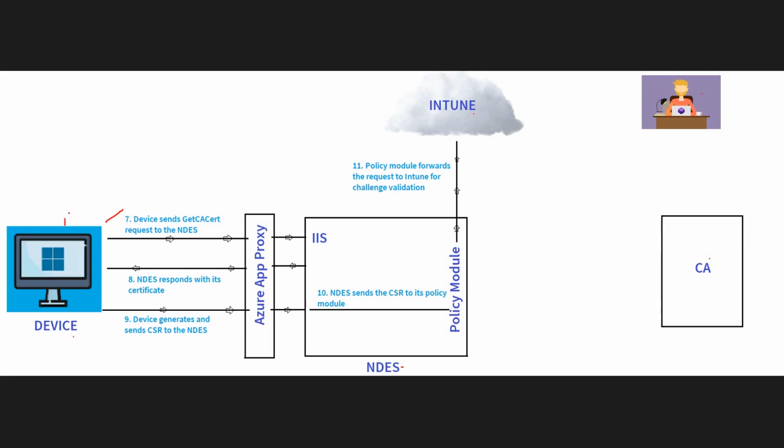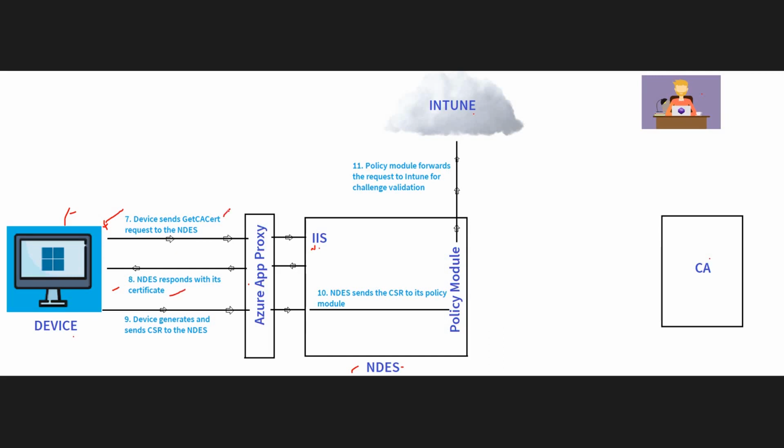The device has the URL of the NDES server. It's going to send the request to that URL of the NDES server, the SCEP URL, which is that of the Azure App Proxy. The App Proxy forwards the request to the IIS of the NDES server. This request is logged over here as well as it is logged over here. Now the IIS of the NDES server, after logging it, is going to respond to it in step 8. So in step 7, the device sent the request for get CA cert, and in step 8, the NDES server has responded to the get CA cert request.